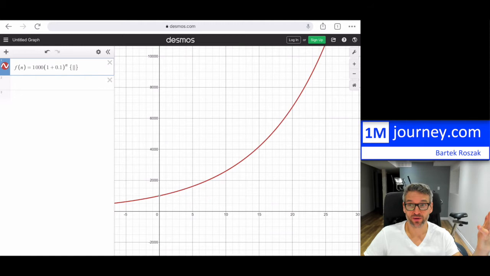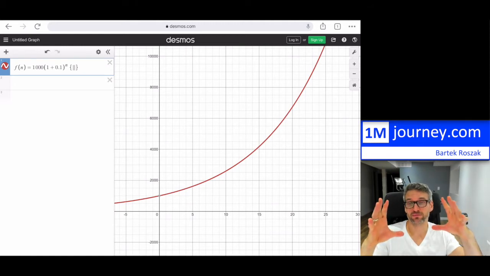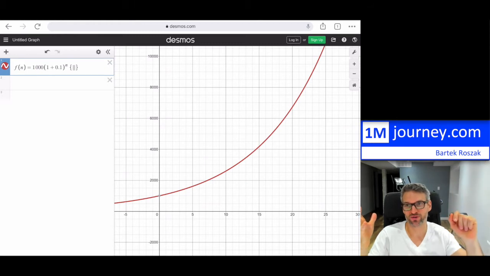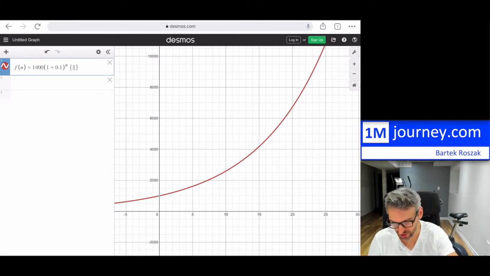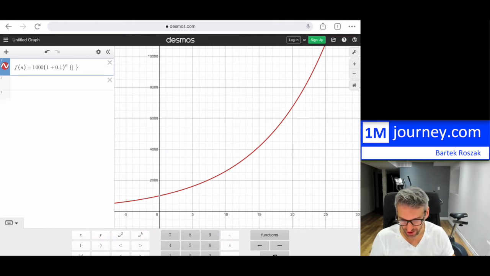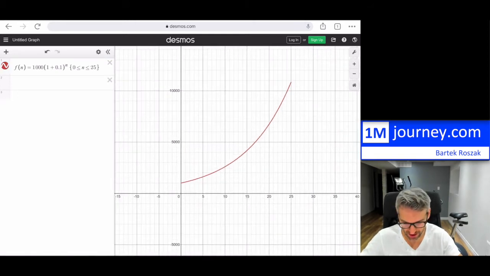Again, remember, if B is greater than 1, your base is greater than 1, it's going to be an exponential growth function. It's just going to blow up. Now, because it's money, we don't really go on the negative side in terms of the number of years, so I'm going to put a restriction. I'm putting braces here, and I'm going to restrict my N between 0 and 25. This is what they wanted so that we can see.